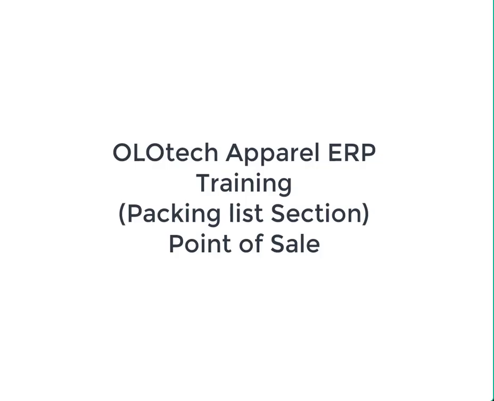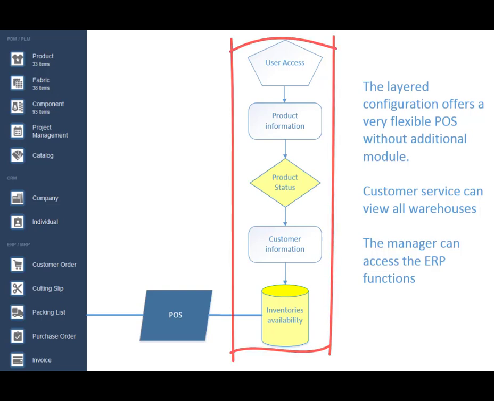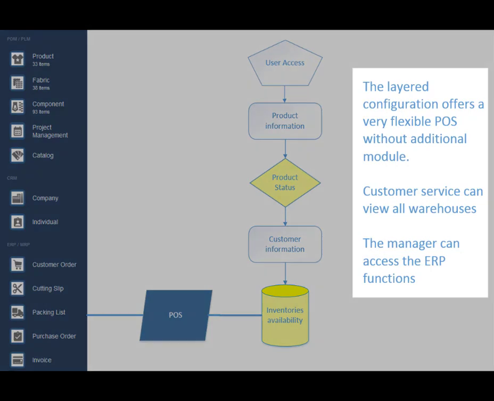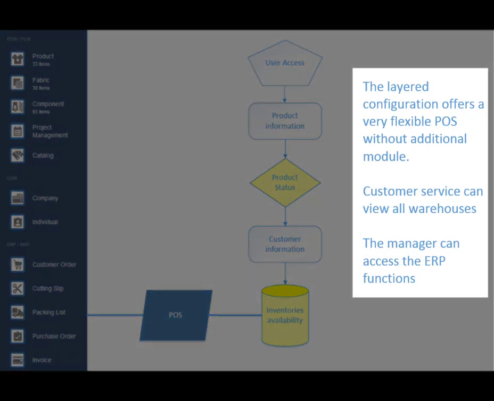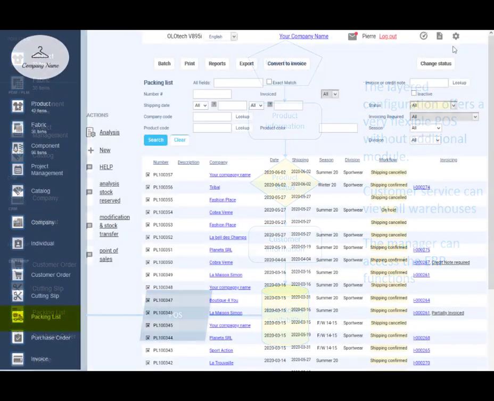Training point of sales, packing list section. Point of sales is a configuration of the ERP, not a module. That's allowed to be very flexible, and that's allowed customer service to have access to all warehouse and manager to have access to the ERP. Point of sales uses packing list.